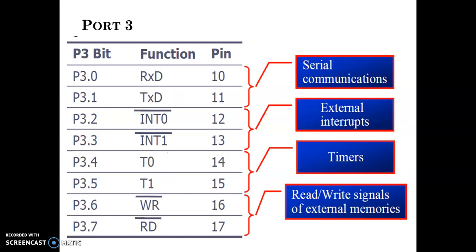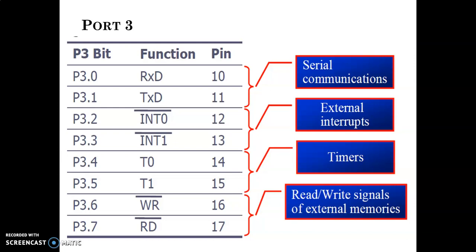Port 3. Port 3 bit functions. Port 3.0 is receive, the 10th pin. Port 3.1 is transmit, the 11th pin. These are for serial communications. Port 3.2 is the interrupt 0 bar pin. Port 3.3 is the interrupt 1 bar pin. These are the 12th and 13th pins, external interrupts.